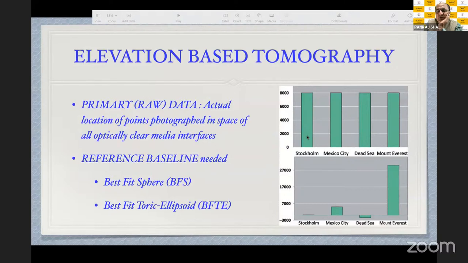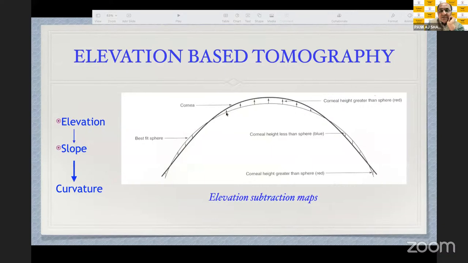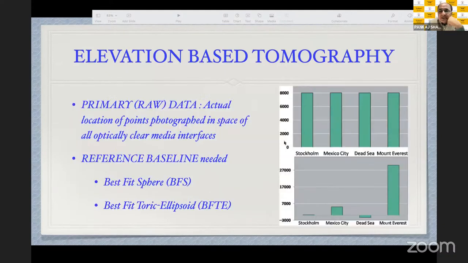This is the distance of Stockholm from the center of the earth, Mexico City from the center of the earth, Dead Sea from the center of the earth, and Mount Everest. If you measure everything from the center of the earth, all look the same. You cannot make out any difference. But if you take sea level as the reference point, you can see how much difference they are. Stockholm is almost at sea level. Mexico City is about 6,000. Dead Sea is below and Mount Everest is there. So this difference is highlighted if you take sea level as the reference. That is what a Scheimpflug does. It creates a reference level and from there it takes elevations and depressions.